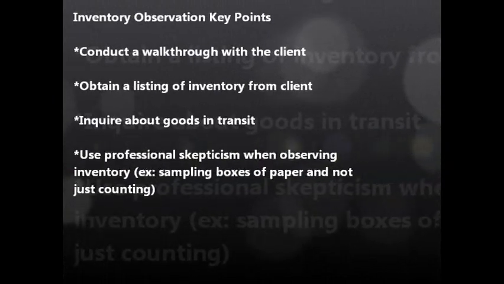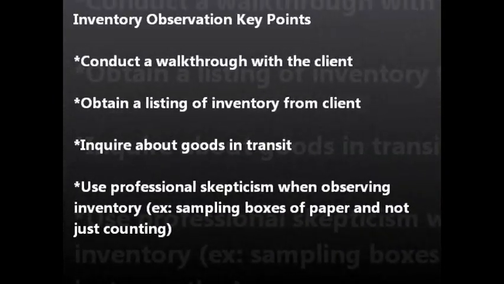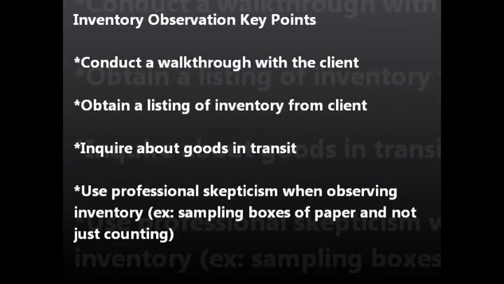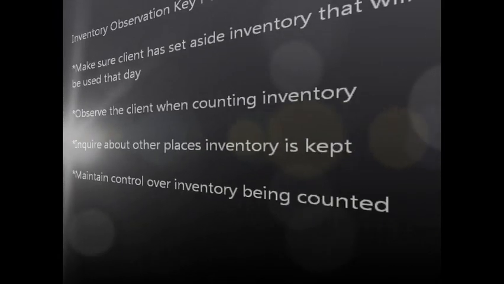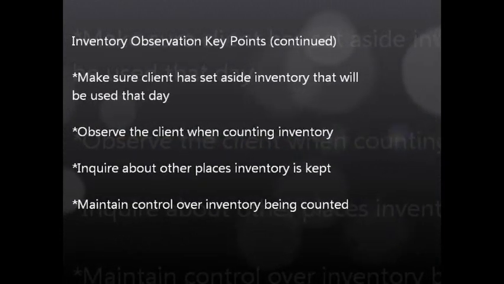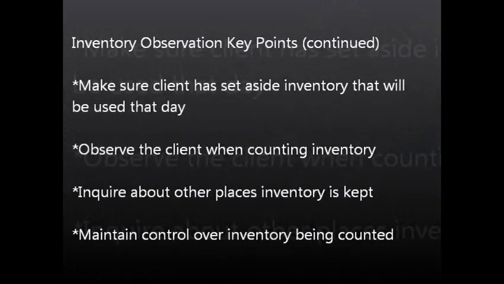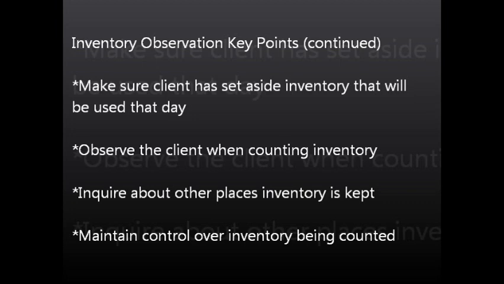Inventory observation key points. Conduct a walkthrough with the client. Obtain a listing of inventory from client. Inquire about goods in transit. Use professional skepticism when observing inventory, for example, sampling boxes of paper and not just counting. Make sure client has set aside inventory that will be used that day. Observe the client when counting inventory. Inquire about other places inventory is kept. Maintain control over inventory being counted.